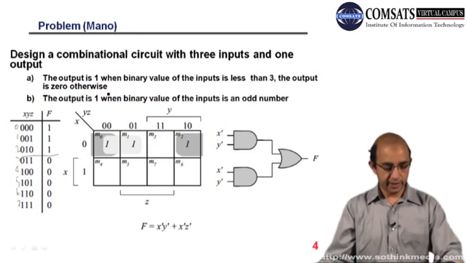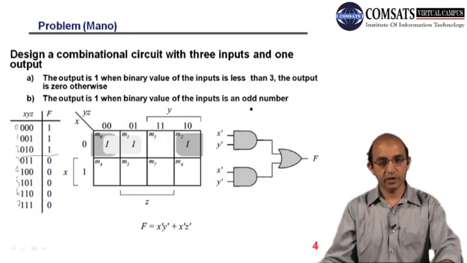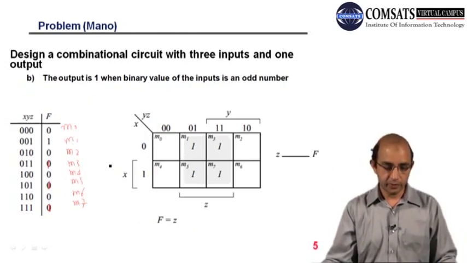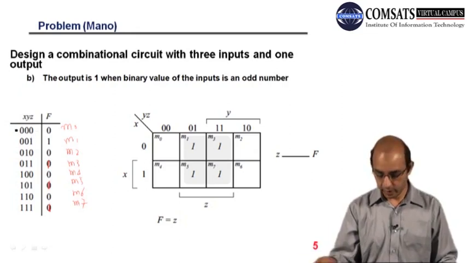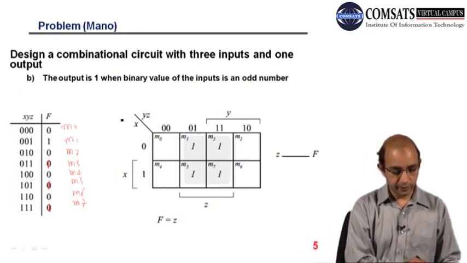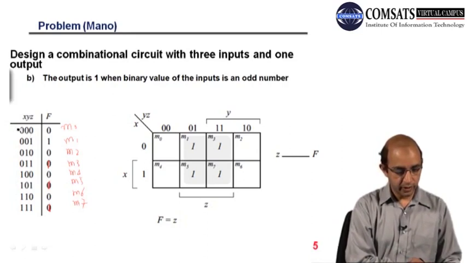Then there is another part, B: the output is 1 when the binary value of the inputs is an odd number. So let's move to the other part of the problem. You can see that the output is 1 whenever we have an odd input number. If you look here, we have 0, 1, 2, 3, 4, 5, 6 and 7.